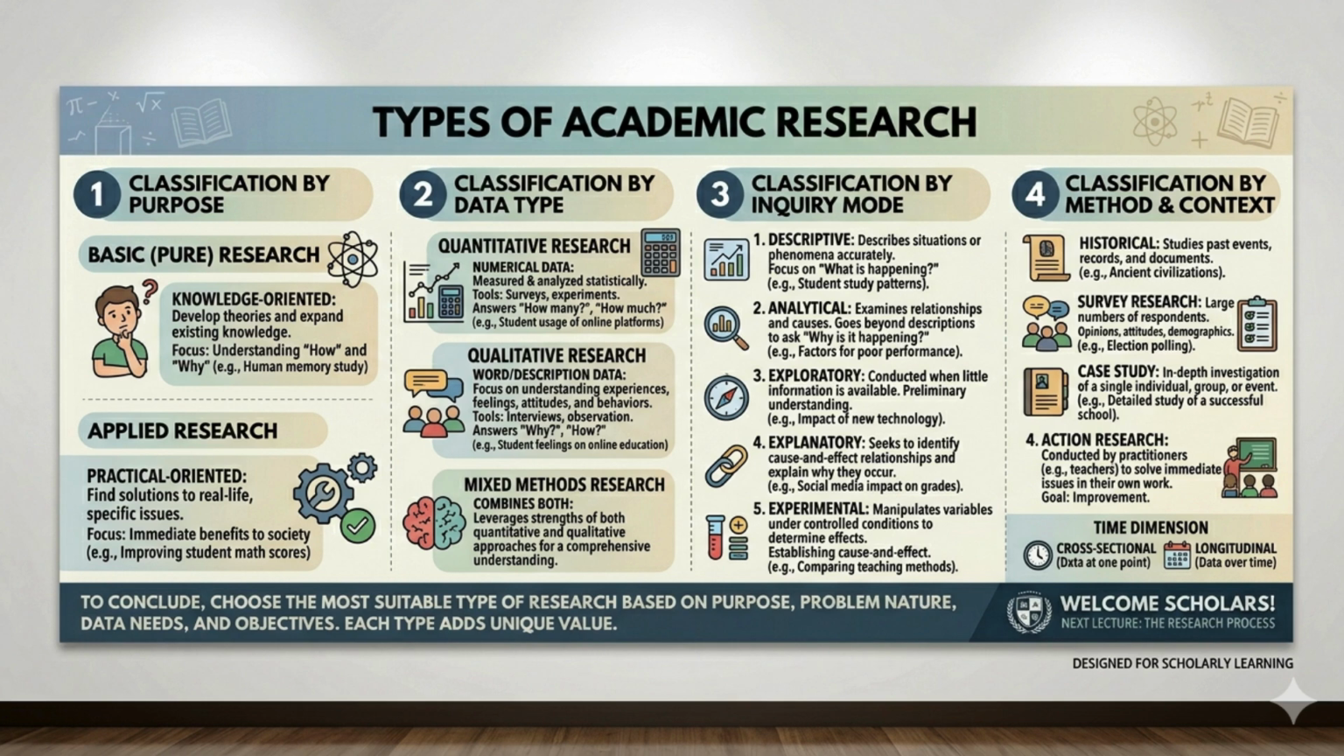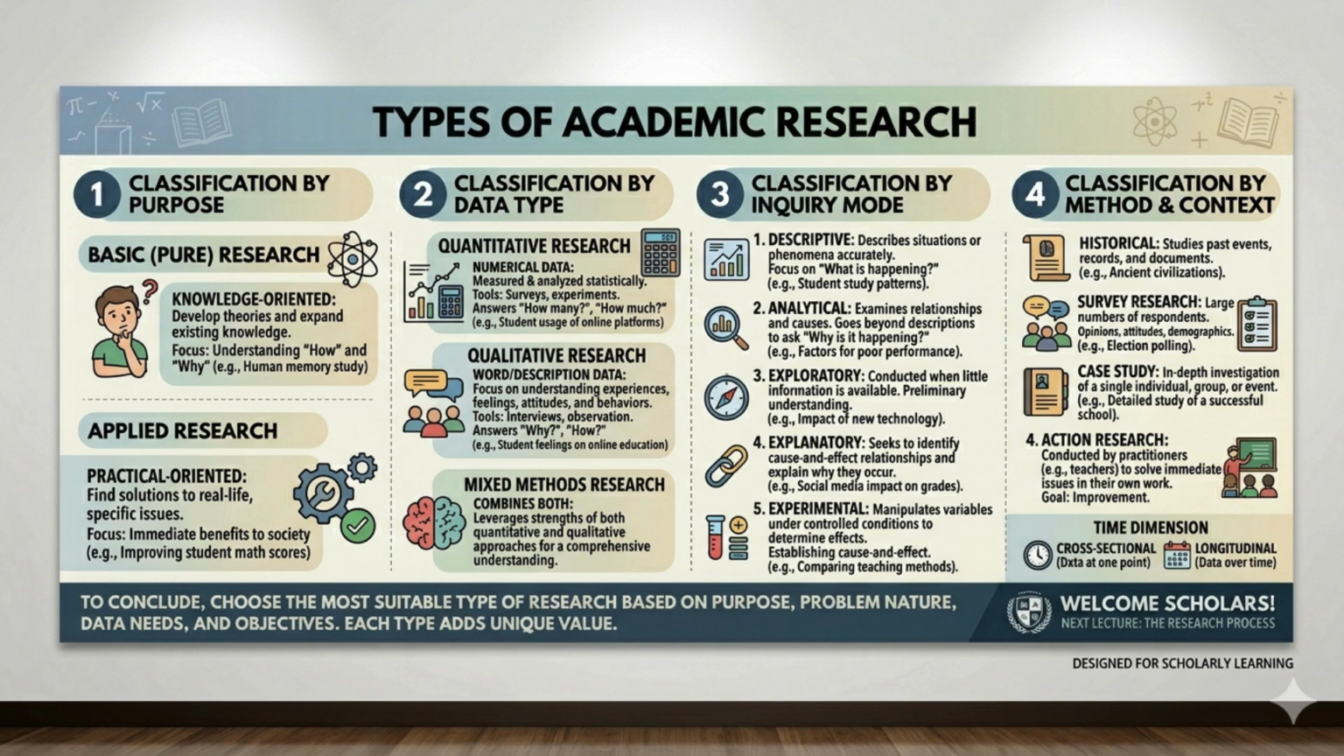When we talk about research, one common question arises. Why are different types of research needed? The answer is simple. Different problems require different approaches. For example, if a scientist wants to develop a new medicine, the research process will be different from a teacher studying students' learning difficulty. Similarly, a company trying to understand customer satisfaction will use a different research approach than a historian studying ancient civilization.